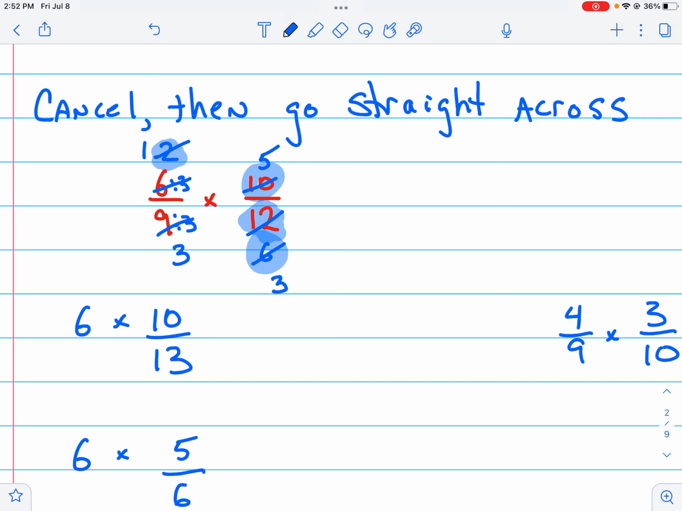Now, there's a lot going on here, but when you're all done doing all the canceling you can, the problem's essentially over. Now you just multiply straight across. The remaining 1 times the remaining 5 on top becomes 1 times 5 is 5. And on the bottom, the remaining 3 and the remaining 3 become 9, and you are done. You don't have to do anything else.